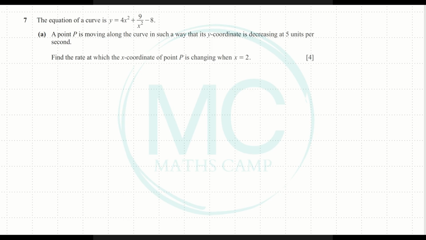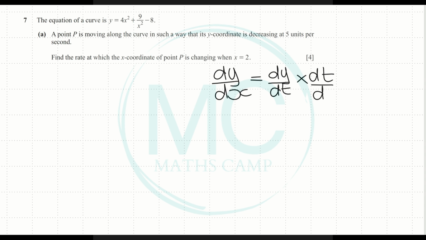The equation of a curve is y is equal to 4x squared plus 9/x squared minus 8. A point P is moving along the curve in such a way that its y-coordinate is decreasing at 5 units per second. Find the rate at which the x-coordinate of point P is changing when x is equal to 2. When working with rate, we can use the chain rule. dy over dx is equal to dy over dt multiplied by dt over dx.